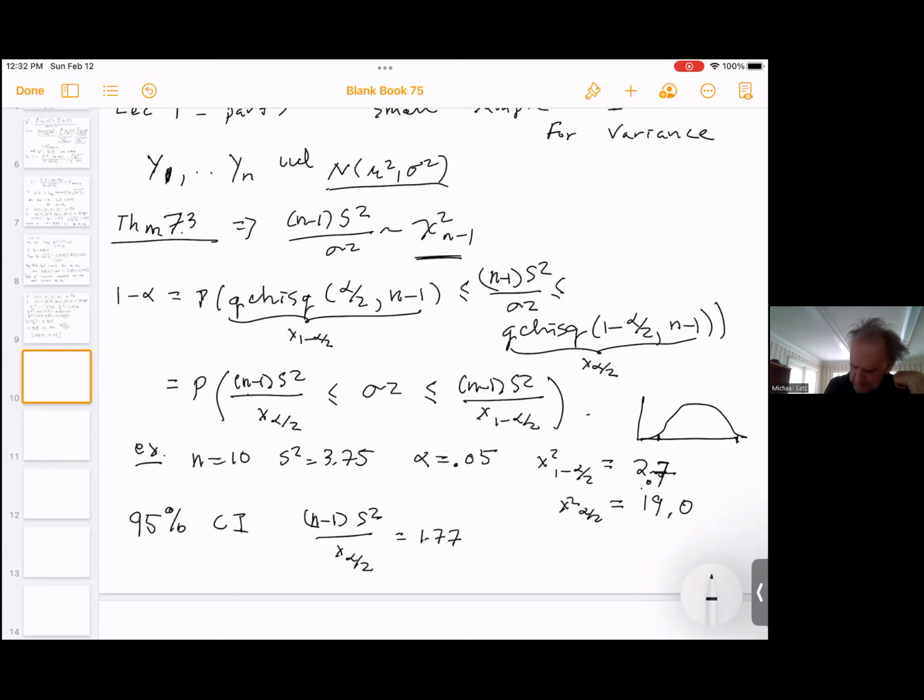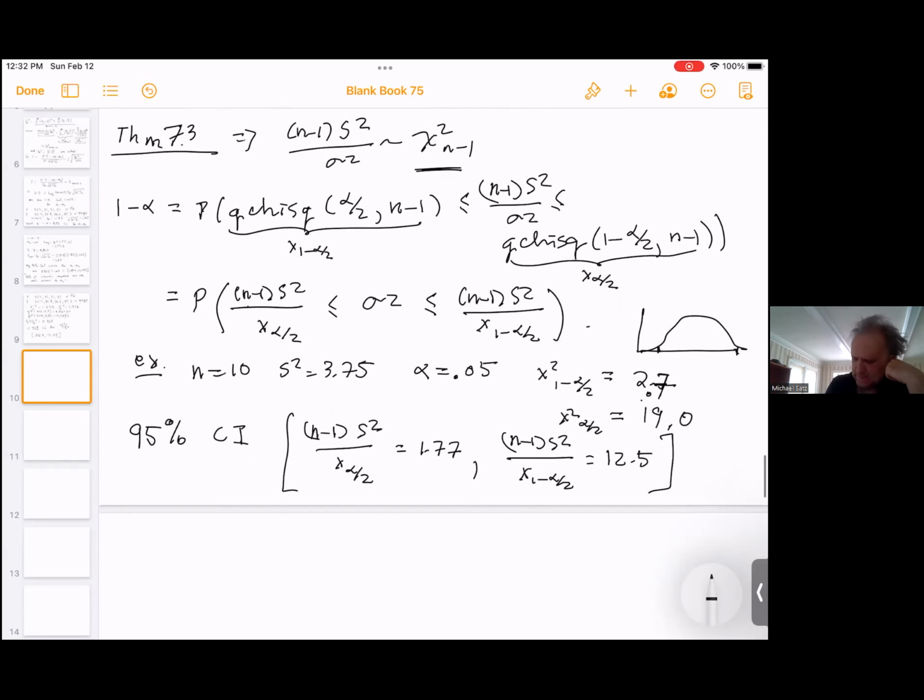And if I do the other one, over x 1 minus alpha over 2, this is going to be much bigger. This is about 12.5. And so this is a small sample confidence interval for the variance of whatever this data was.